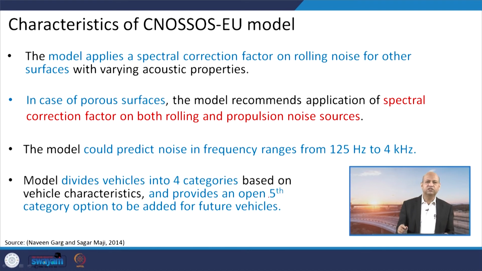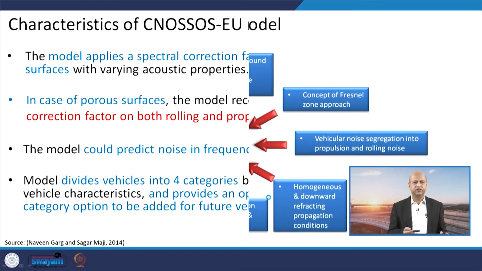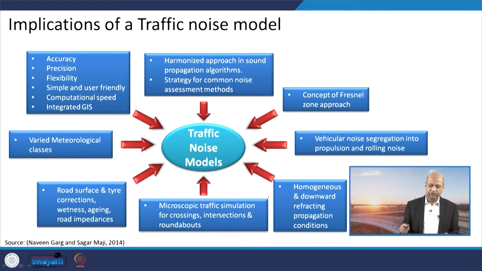So, it divides vehicles into 4 categories based on their characteristics, like their weight or their engine technique. Well, when we talk about implications of traffic noise model, this is the diagram which gives us what kind of considerations must be there for a good traffic model.